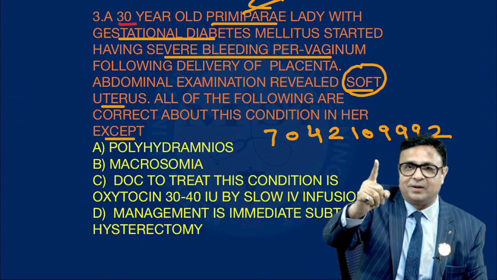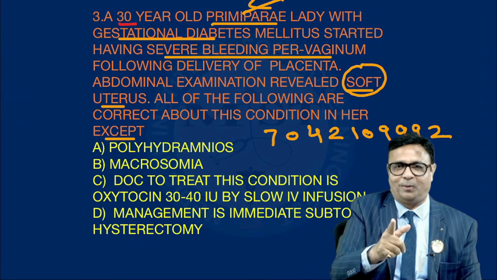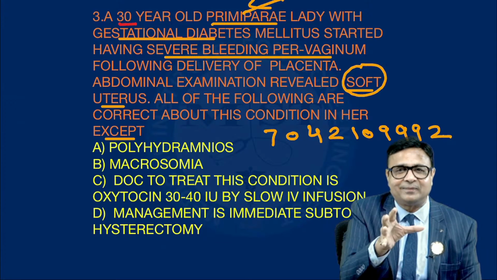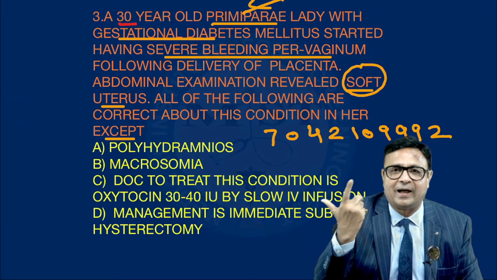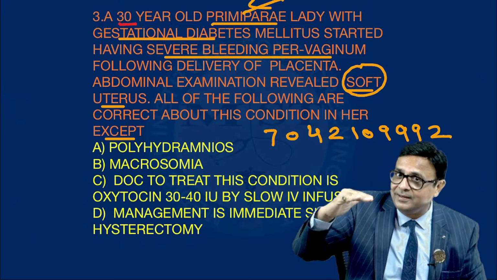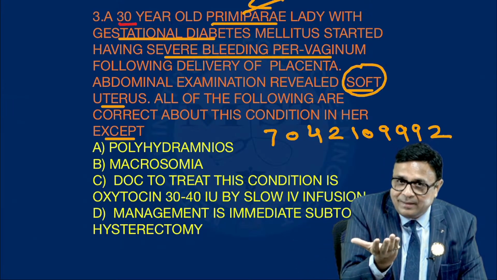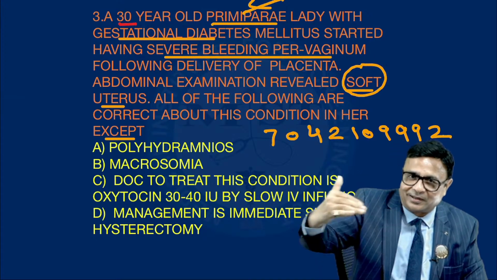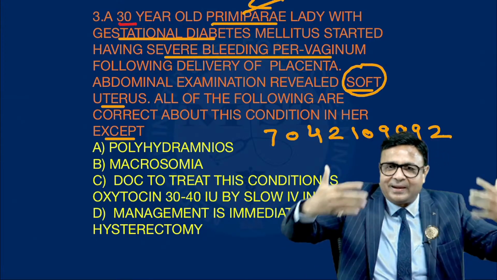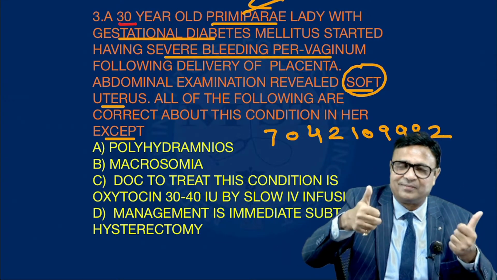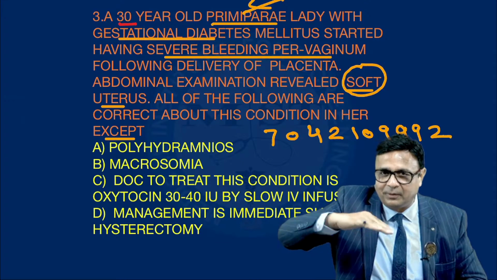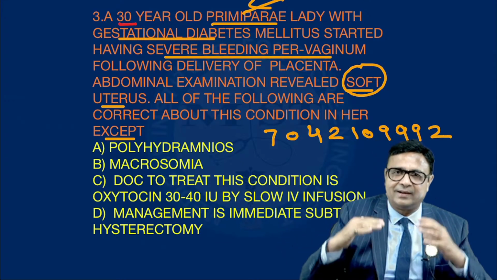This is why she is having postpartum hemorrhage, because macrosomia occurs in the fetus of a diabetic mother. And what is the reason for macrosomia? What is the name of the hypothesis? Pedersen hypothesis. Maternal hyperglycemia, and this glucose passes to the fetus via the placenta. So the fetal pancreas starts secreting excessive insulin, and fetal growth is governed by insulin. This is the Pedersen hypothesis.